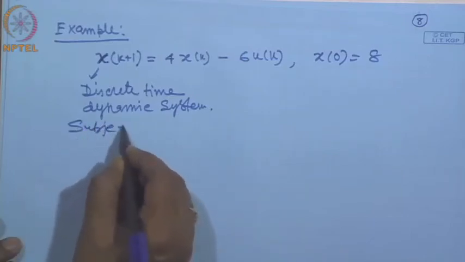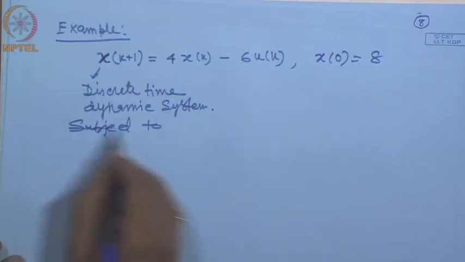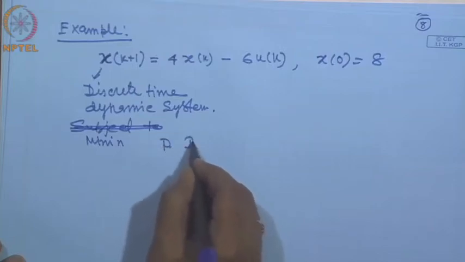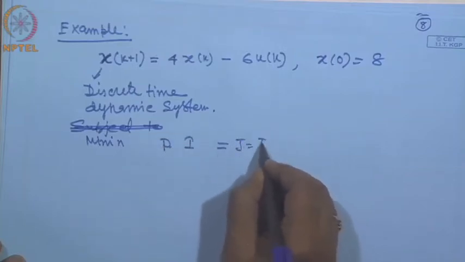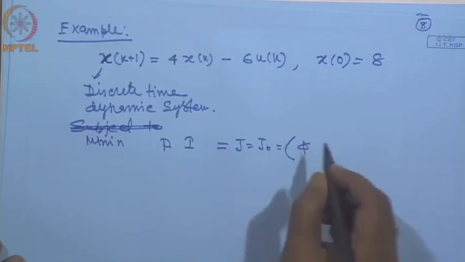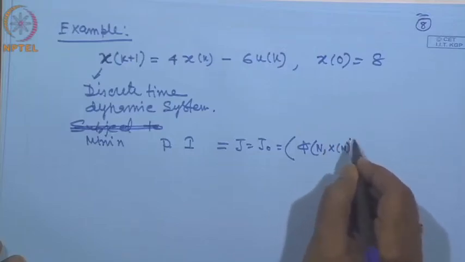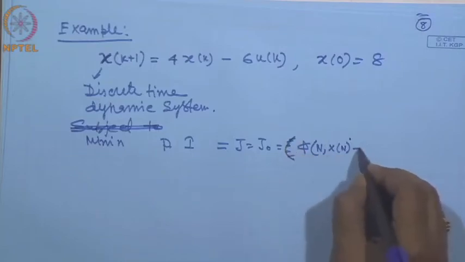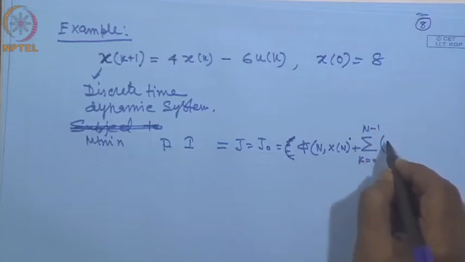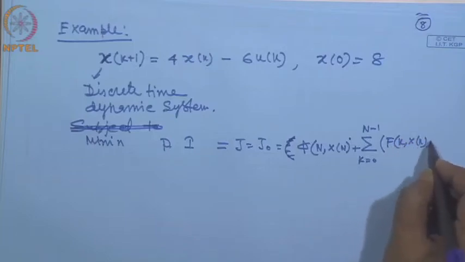Subject to this system, minimize the performance index. What is the performance index? J or J 0 from the initial state to the final state is given. In general expression I am writing first phi n x of n, plus the summation of k is equal to 0 to n minus 1, then f k x of k, agree, then u of k.